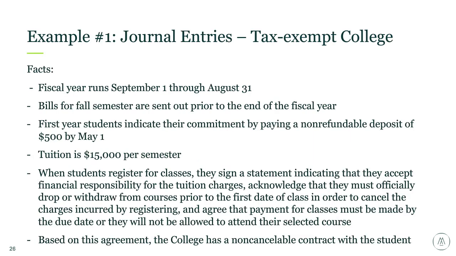So now we're going to dive into some detailed journal entries on how ASC 606 would be applied for a tax-exempt college. Here are the basic facts. One thing to point out is that when students register, they sign a statement accepting financial responsibility for tuition, acknowledge that they must officially drop or withdraw prior to the first day of class in order to cancel the charges, and agree that payment for classes must be made by the due date or they will not be allowed to attend. This creates a non-cancelable contract with the student, and therefore step 1 of revenue recognition has been completed and they have identified the contract with the customer.